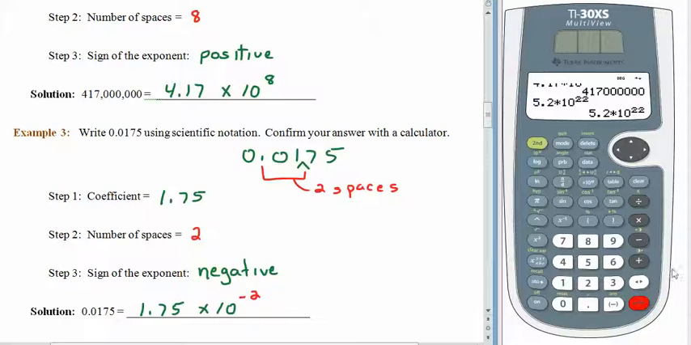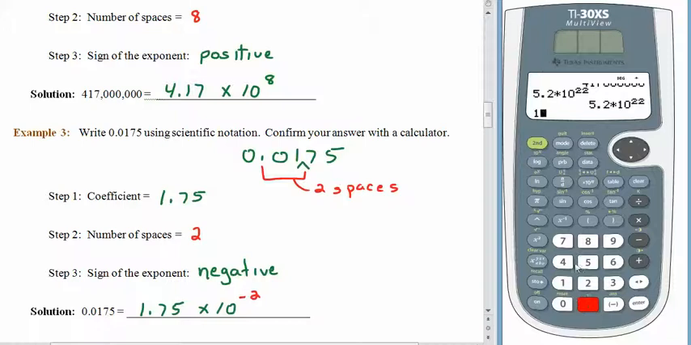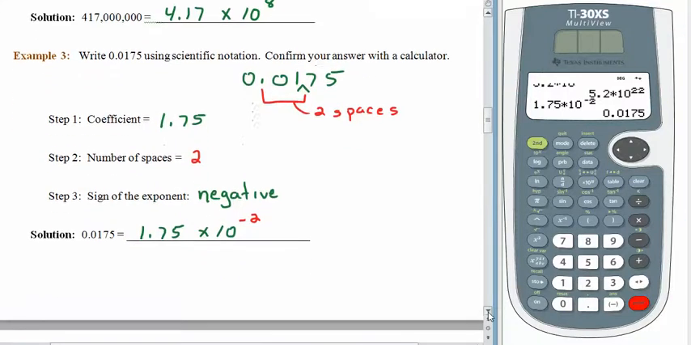We're going to check this on our calculator just because we're getting used to the process, and we want to make sure the answer we wrote matches the value we started with. 1.75 times 10 to the negative 2 power. There we go. That's what we wanted, 0.0175. All right, let's flip the page.